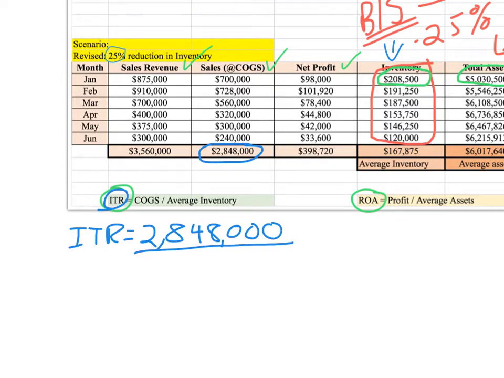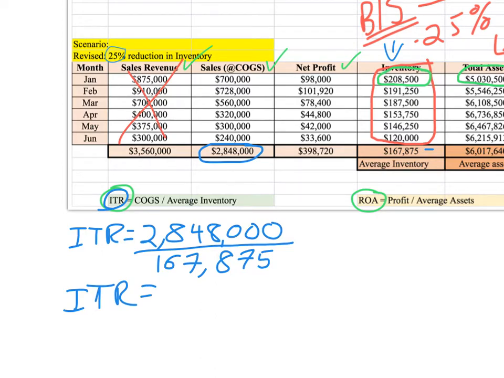As we mentioned in a previous video, we don't need sales revenue for this metric, or for any of these ratios, so we get rid of it. Then we divide by the average inventory, which has now decreased a little bit to 167,875. We divide one into the other, and we get an ITR of, let me just do this very quick.